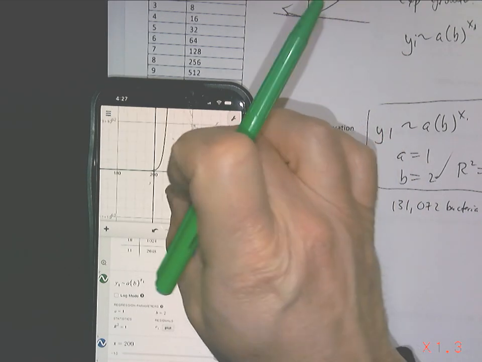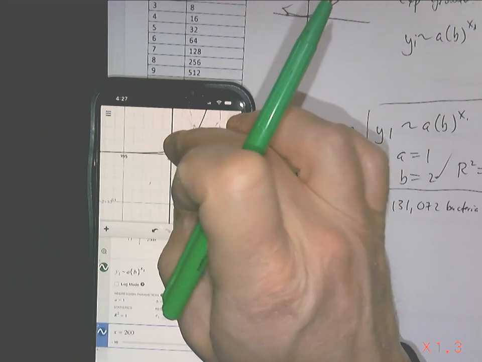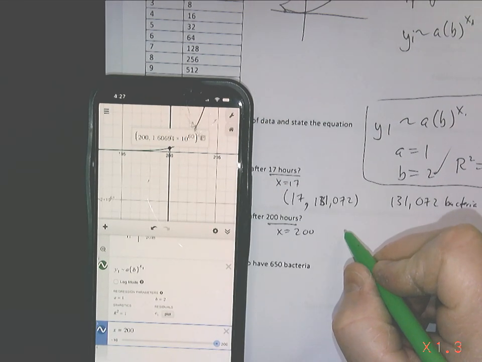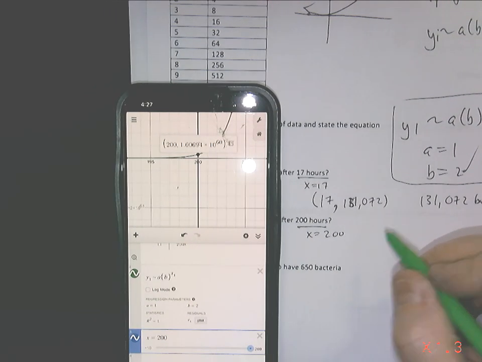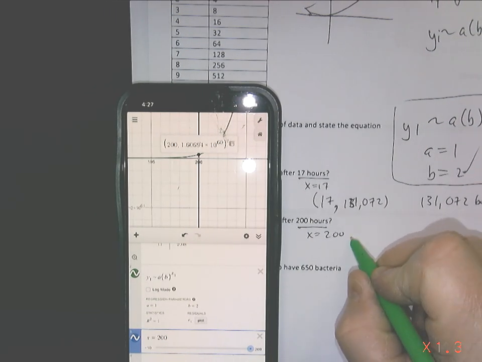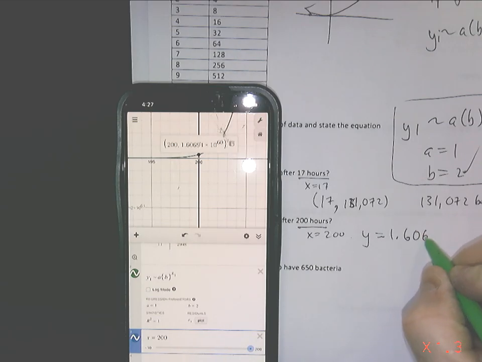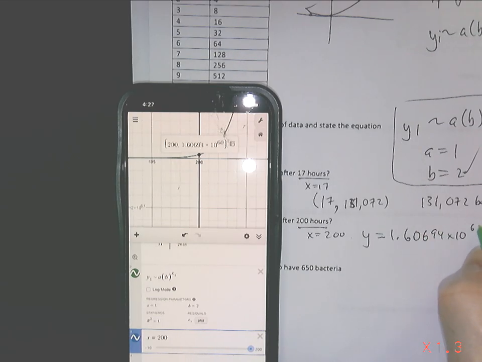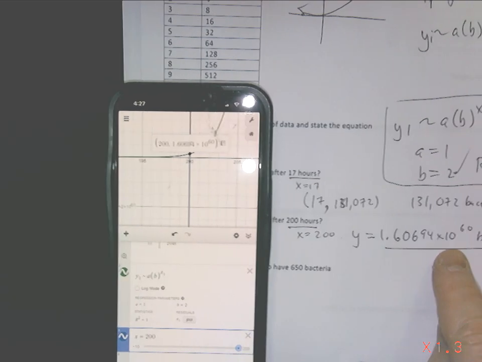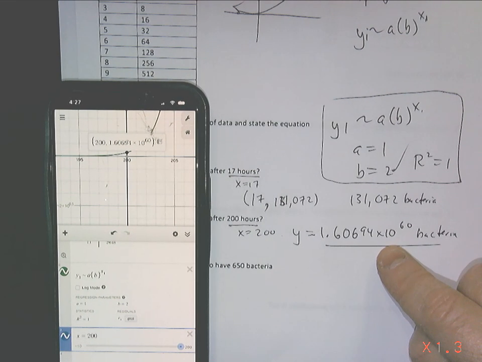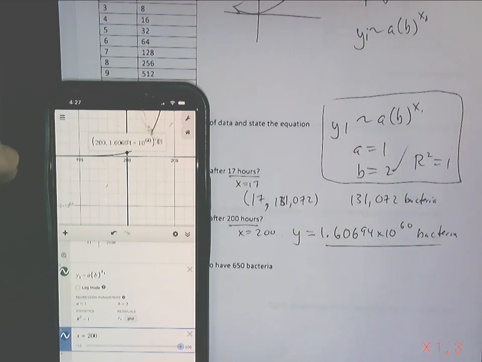And then where is that actually hitting? Holy Toledo. If there was that many bacteria, I think we'd be dead. So the Y value is 1.60694 times 10 to the 60th power bacteria. That's more bacteria than there are atoms in the world. Insane. But I could find it. Desmos to the rescue. Just had to change my window.